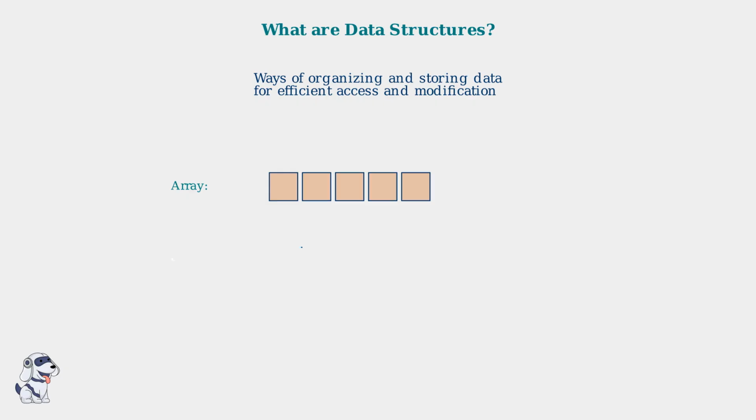Here are some common examples of data structures. Arrays store elements in a sequence, like books on a shelf. Stacks work like a pile of plates where you add and remove from the top. Trees organize data hierarchically, like a family tree.